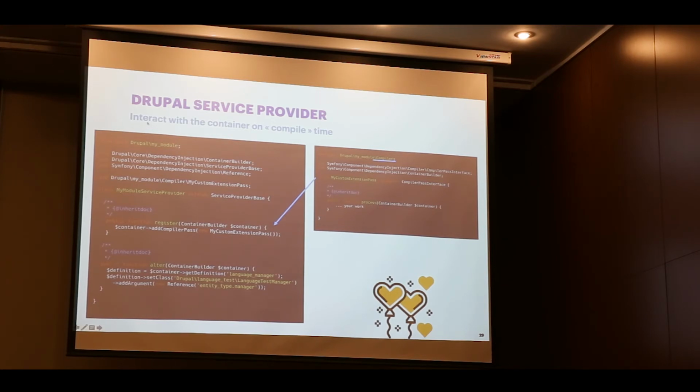Okay, so here is an example of how to alter the dependency container. Here, I choose to use the ServiceProviderBase. So I have a class, MyModuleServiceProvider, which is auto-discovered by the kernel, by the dependency container, in fact. You can register a new service. Here, I decide to add a compiler class. This is my custom extension class. You have the code here, it's very simple. You just need to implement the CompilerPassInterface provided by the Symfony component, and you need to implement the method provided by the interface. Here is the process.